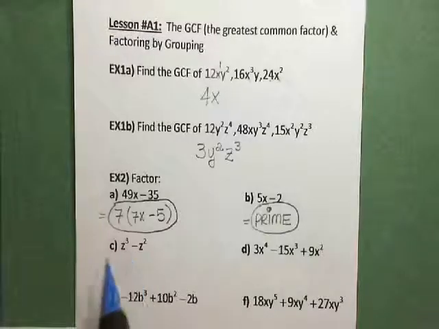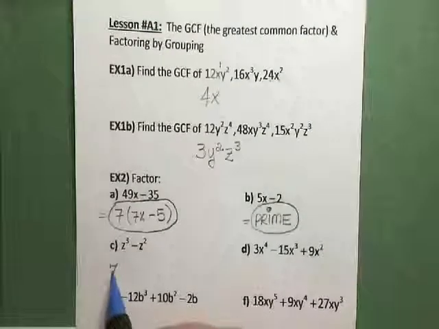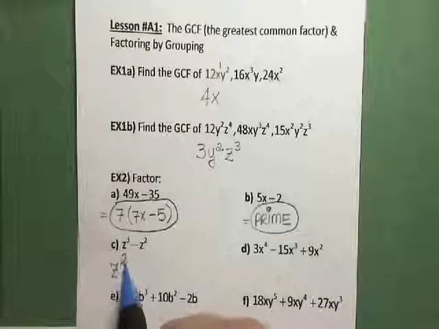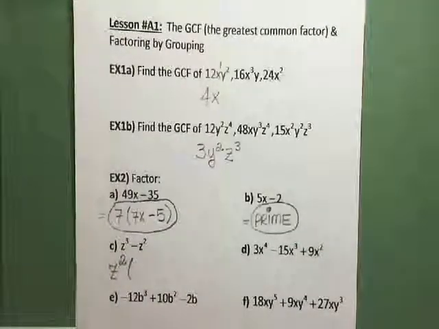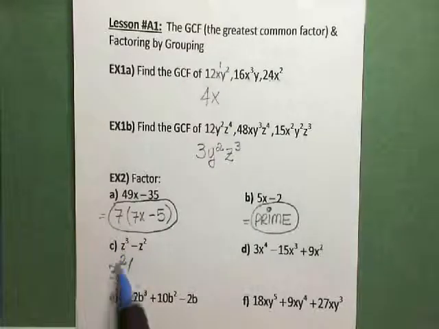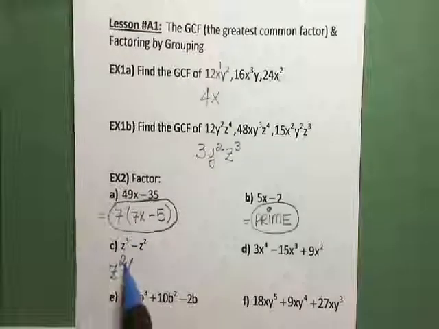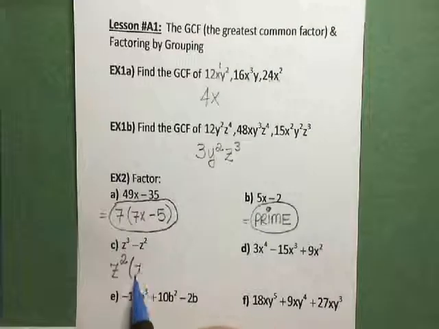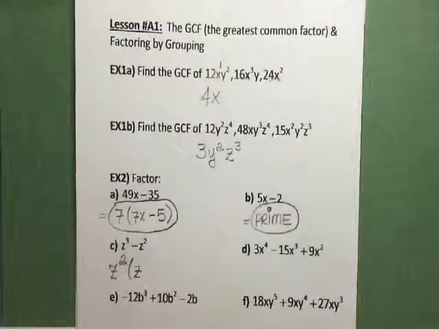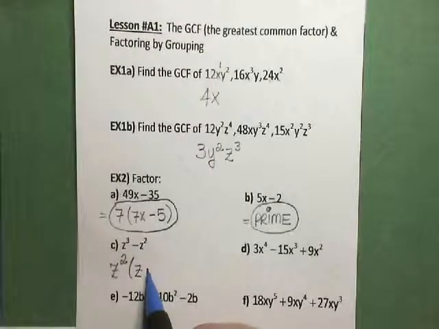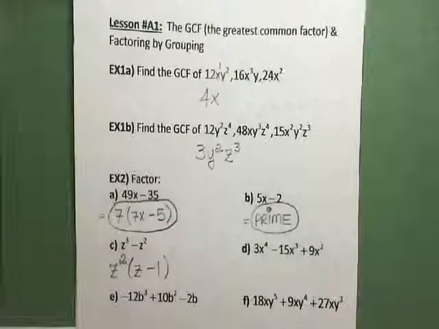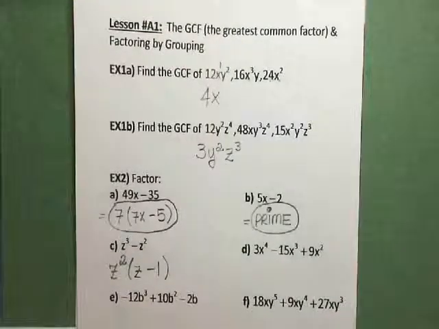Letter C. What can I factor from these two terms? Well, they both have z's. And what is the smallest exponent? The smallest exponent is 2, so that means we can factor out a z squared. And what we do now is divide. z to the third divided by z squared gives you z to the first. z squared divided by z squared is 1, so negative 1. And that's our factorization there.